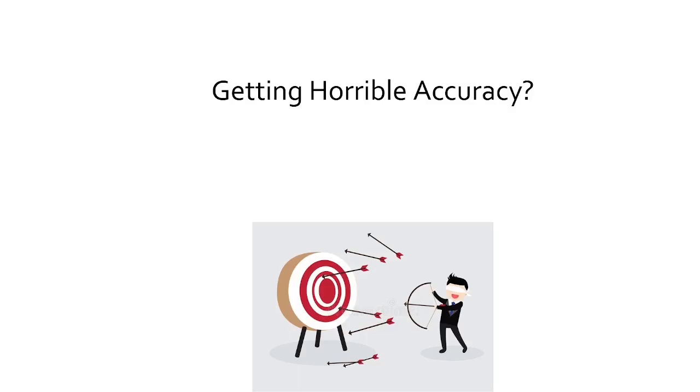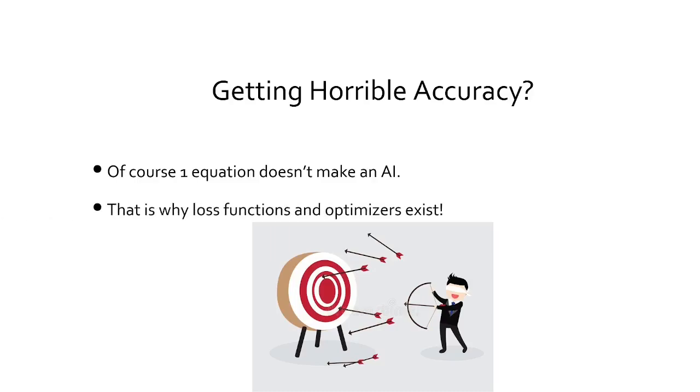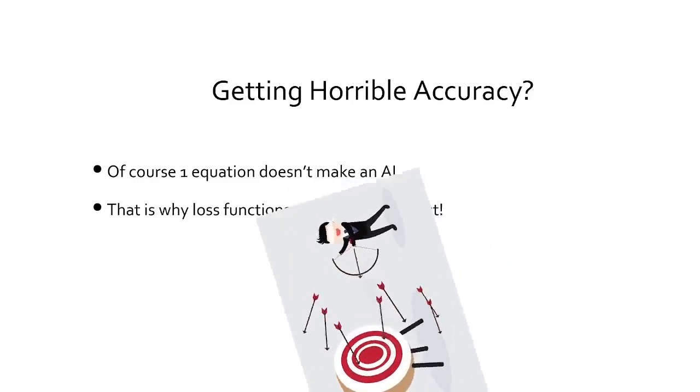So, if you've done everything I said so far, I'm sure you're going to be getting horrible accuracy, but there's a reason for that. You see, that one equation alone can't make an AI. It's just not complex enough. It doesn't allow room for learning, and since the real world is so random, we can't just do that. And that's why we have loss functions and optimizers.